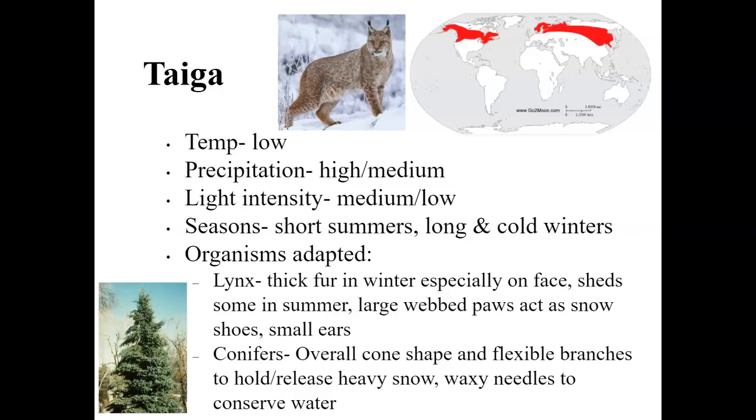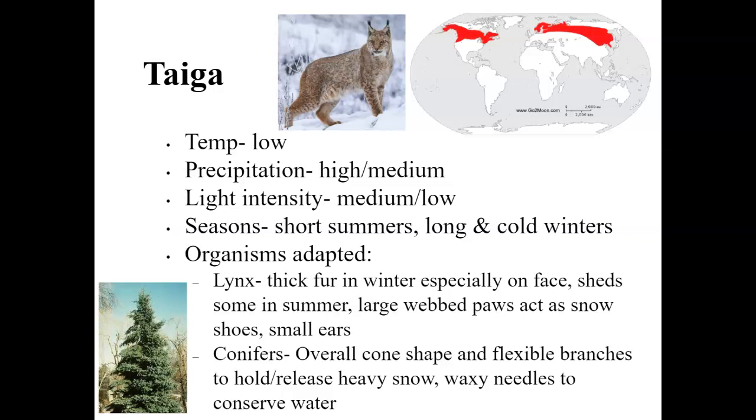They also have very large paws that are pretty webbed, and so they act like snowshoes. They also have small ears, and small ears have less surface area, which releases less heat, so it allows them to stay warmer in those cold months.